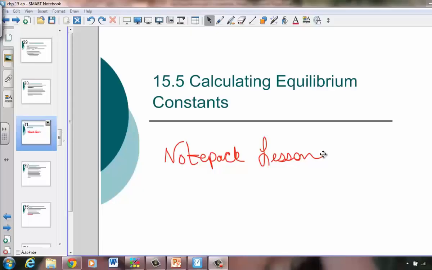In our next Notepack lesson called Calculating Equilibrium Constants, we'll be practicing the very skill of products over reactants to determine the Keq, the equilibrium constant, to look for the magnitude of the number. Knowing the larger the number, the more the products are being favored. The smaller the number, less than 1, the reactants are being favored.